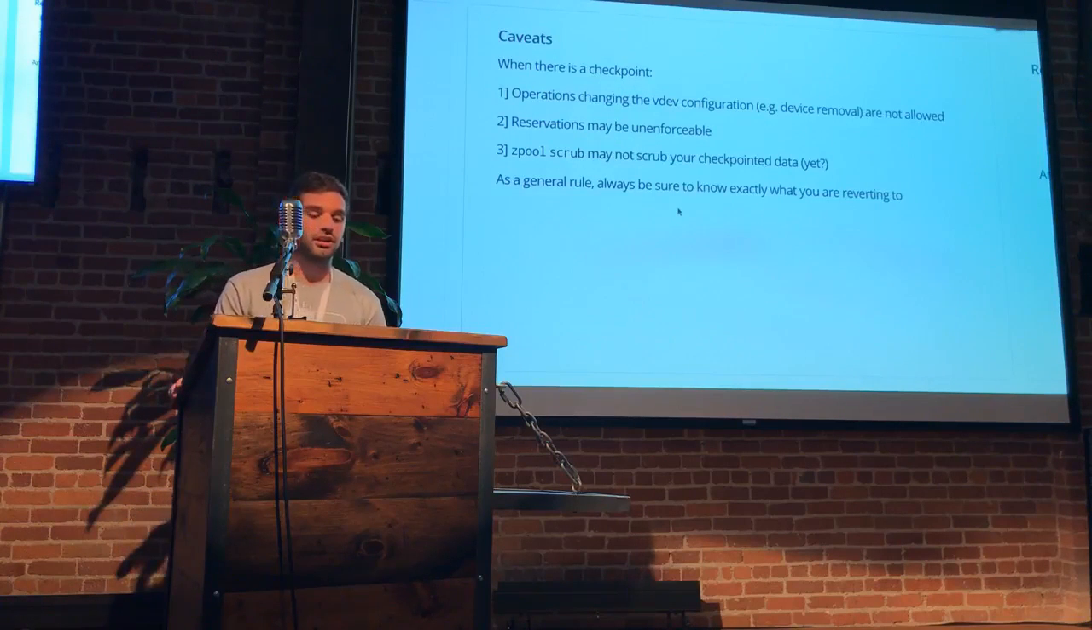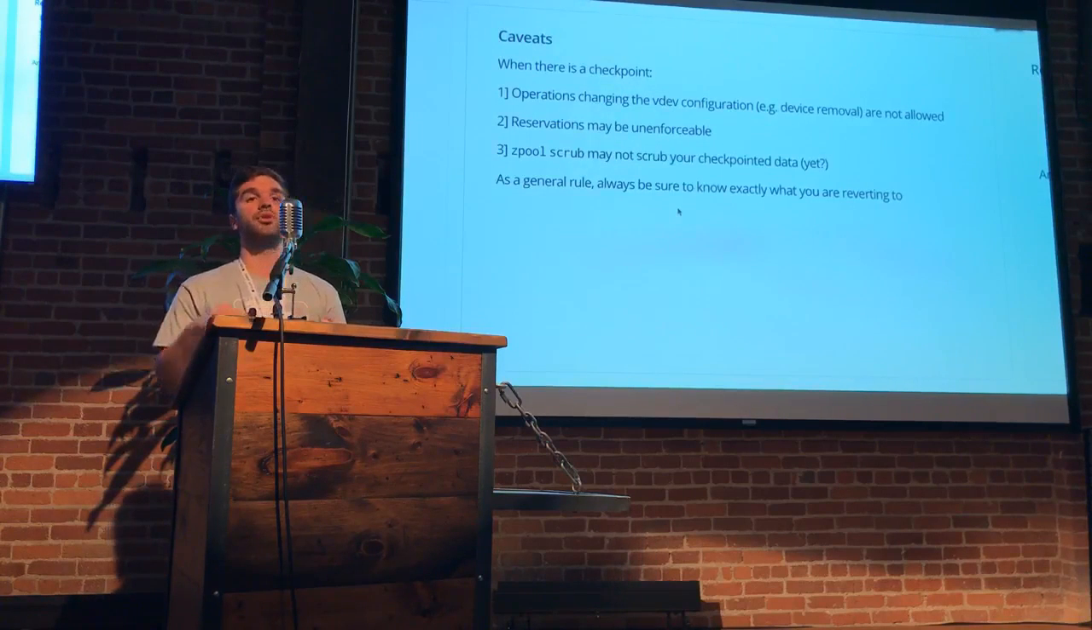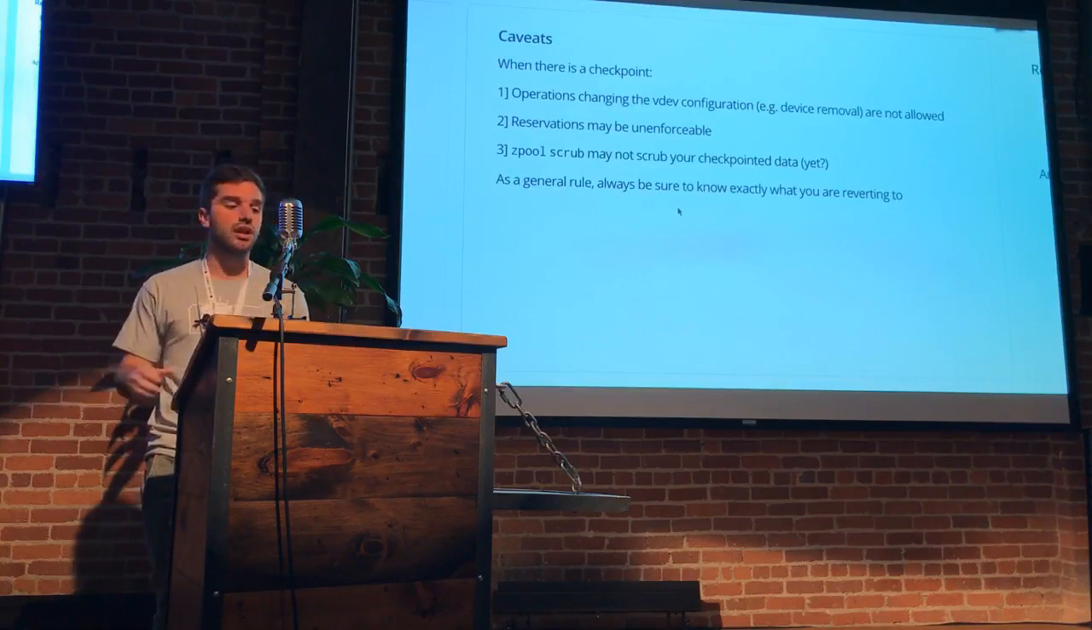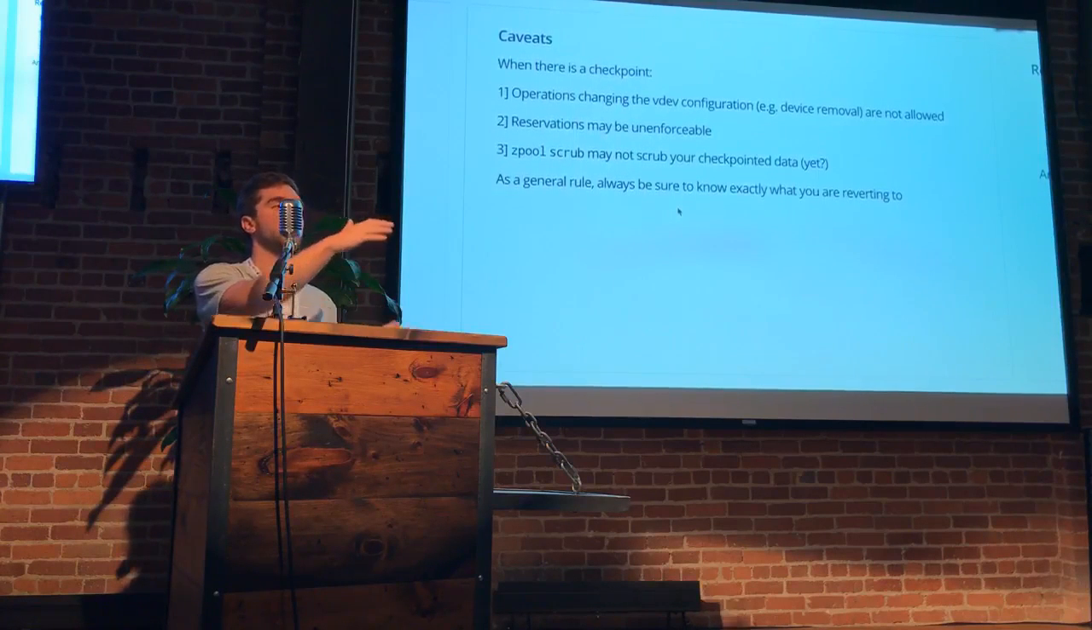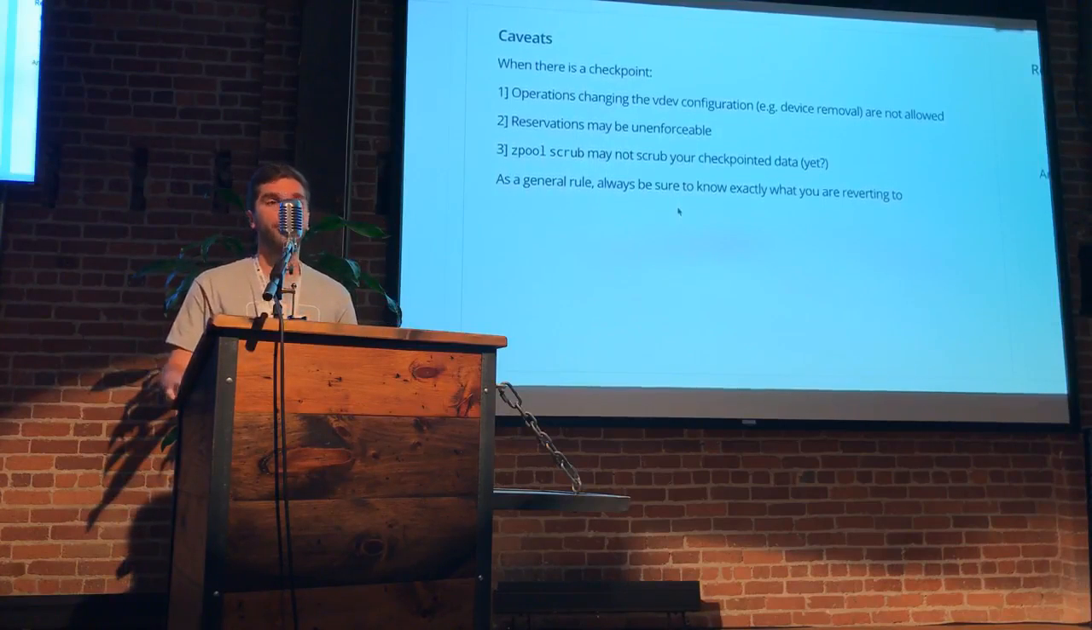And the last part is zpool scrub may not scrub your checkpointed data. Meaning if you have some data that has been freed but is part of the checkpoint, it is no longer referenced by the current state of the pool, so the scrubber won't actually traverse this. This is totally possible to do. I didn't have time to do it as part of the main project, but I'd be more than happy if someone would like to take it on as a hackathon idea.